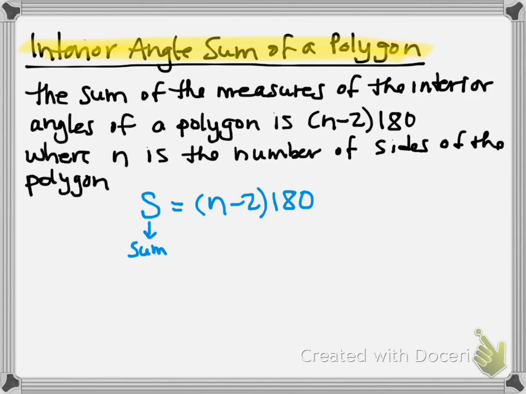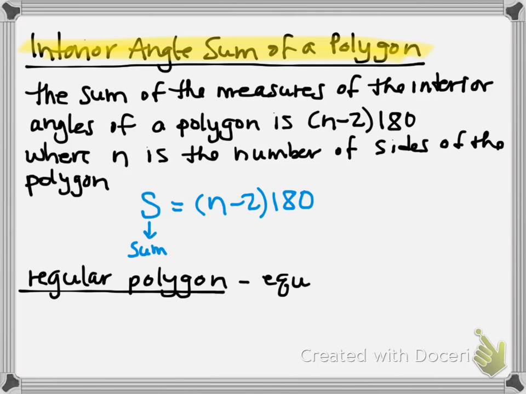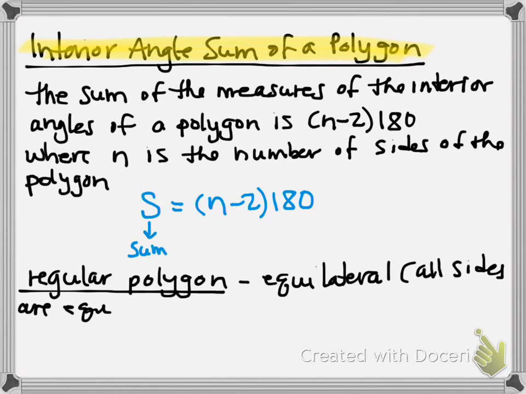Okay. Now, what if I had a shape where everything was the same? So all the sides measured the same, all the angles measured the same. We have a name for that with polygons, and that's regular. A regular polygon is equilateral. That means all sides are equal in length.